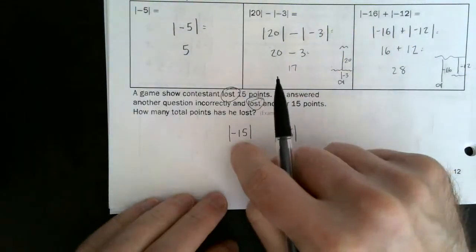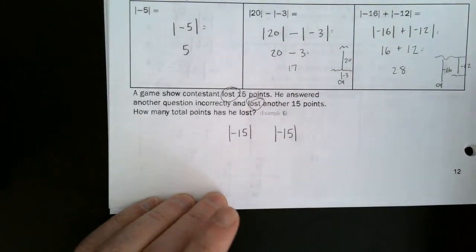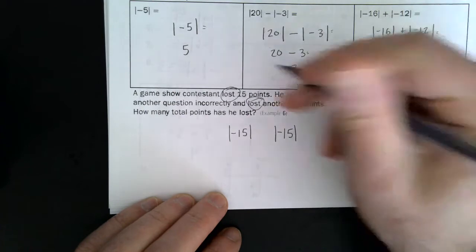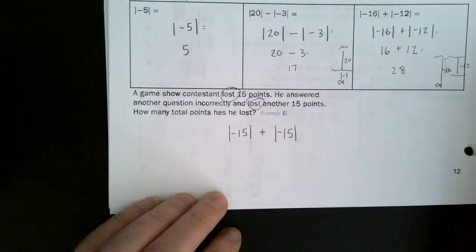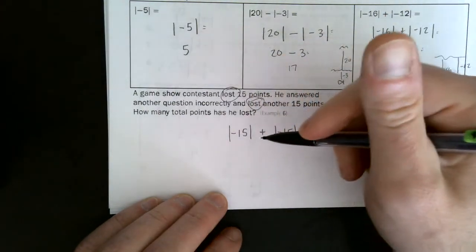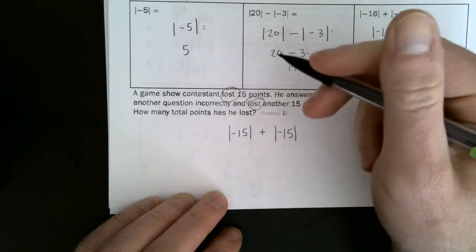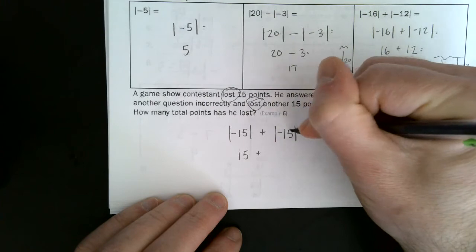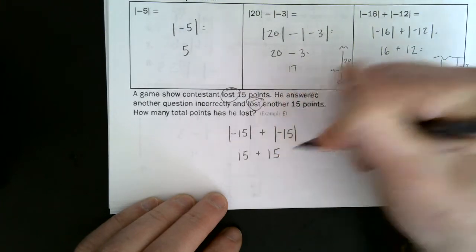So would we add or subtract? He lost 15 and he lost another 15. How many total did he lose? If we subtracted these, we'd get 0, and it seems like he'd have lost more than 0. So I think we'd add them to find the total points lost. Absolute value of -15 is 15, plus absolute value of -15, which is 15.